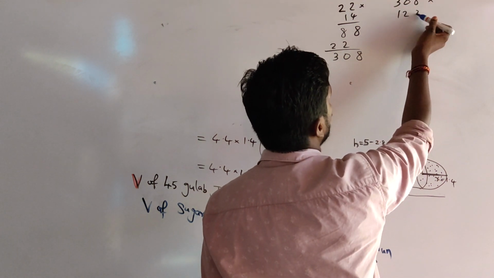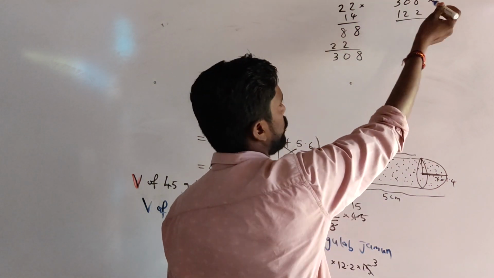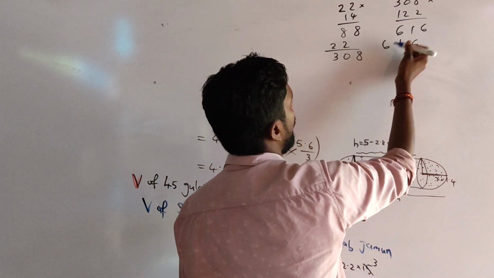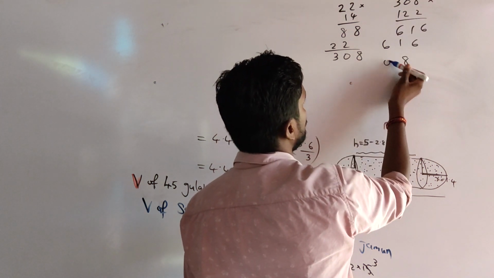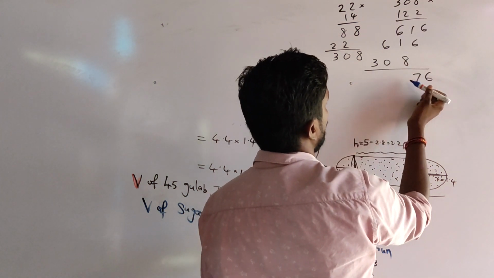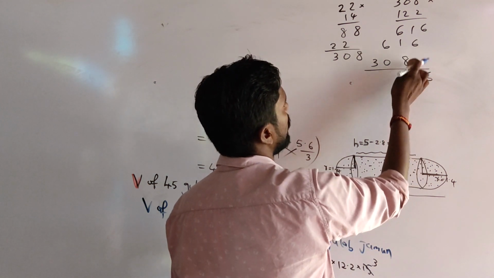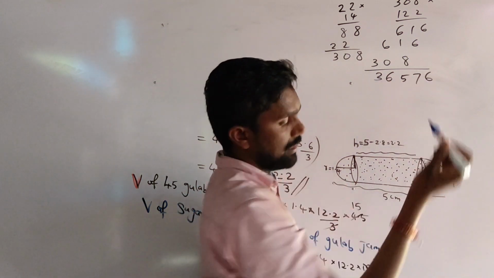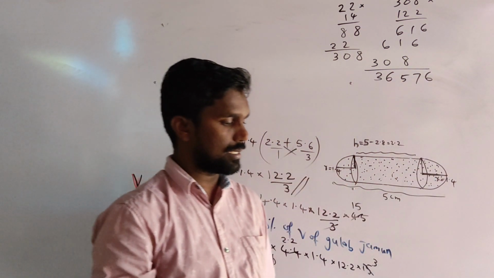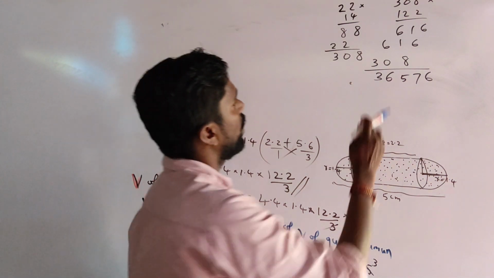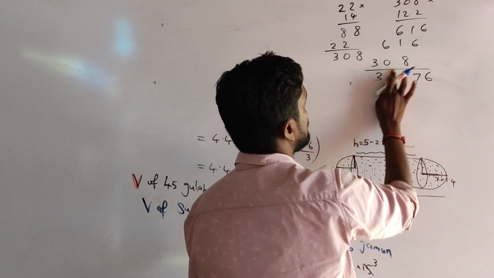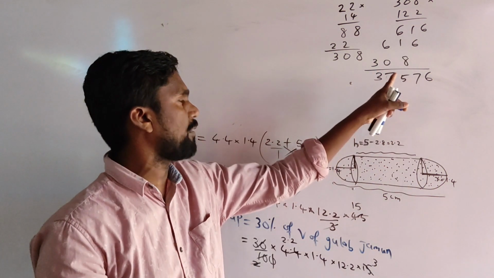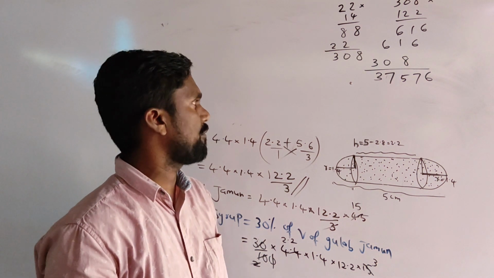308 into 122. 8 into 2, 16, 1, 6. Again the same will come. Then 8, 0, 3, that is 6, 7, 5, 6, 3. 3, 6, 5, 6. That is equal to 3, 7, 5, 6. Because 6 plus 1, 7, 7 plus 8, 15, balance 1, 3, 7, 5, 6.